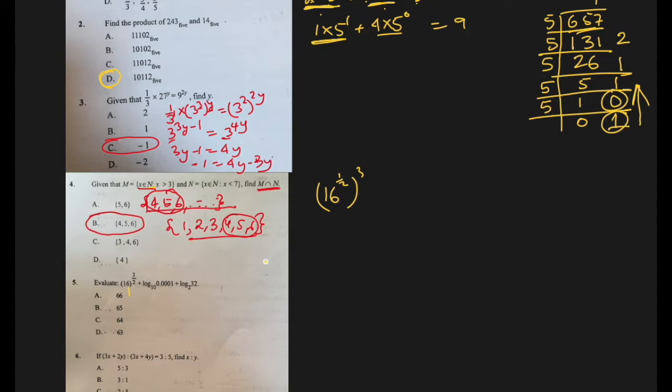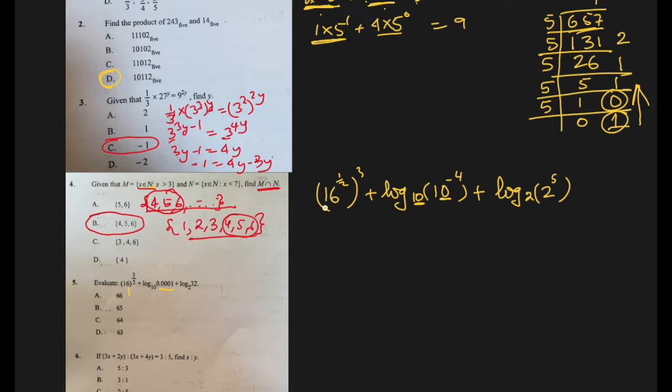Now plus log base 10 of 0.0001, which can be written as 10 to the power minus 4. Why? Because the decimal place comes to the right side by 4 places. Okay. Then we can write log base 2. Here base was 10, so I wrote power of 10. Here I have to write power of 2. So convert 32 to the power of 2, which is 2 to the power 5.